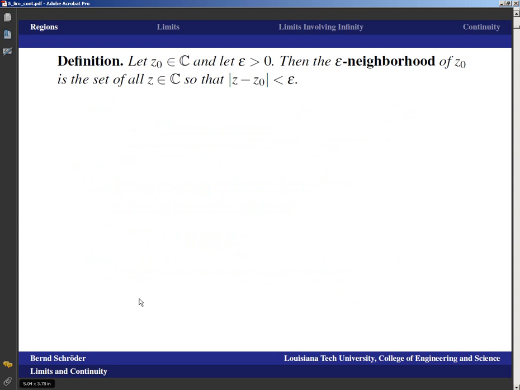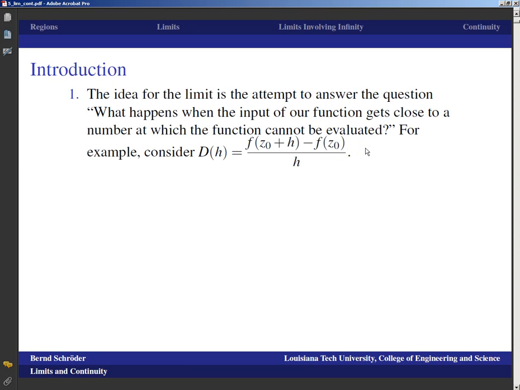The main underlying definition, which we're going to talk about repeatedly, explicitly as well as implicitly, is the following. It will also take limits at points where the function can be evaluated, but the motivation basically comes from functions of a variable h, say d of h, that are defined as this difference quotient f of z0 plus h minus f of z0 divided by h, which, if you go back all the way to calculus 1, is the definition of the derivative.